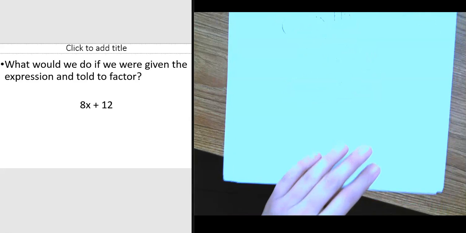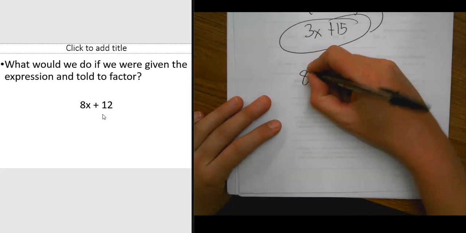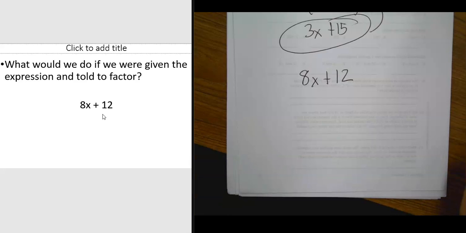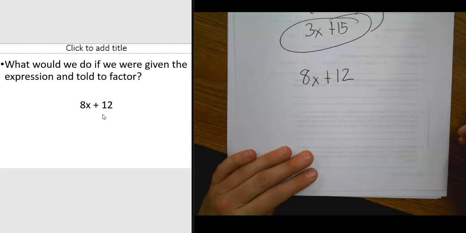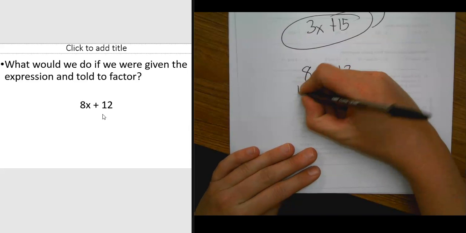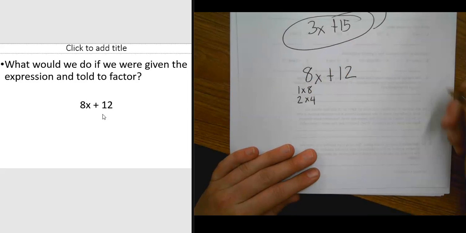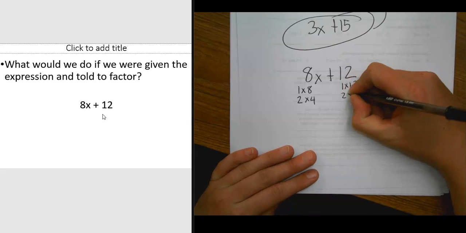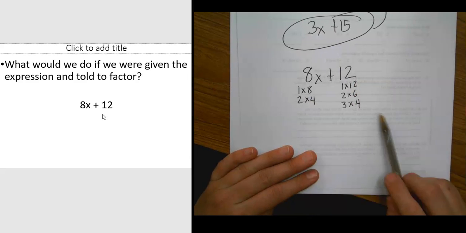Our first problem is going to be 8x plus 12. Fix that so you can see a little bit better. 8x plus 12. So the first thing I need to do is find the greatest common factor. There are two ways of finding common factors. The first way is you can just list things that you can times together to equal 8. 1 times 8, 2 times 4. Then you list things that times together equal 12. 1 times 12, 2 times 6, 3 times 4. Now I look at the lists and see what's the biggest on both lists.